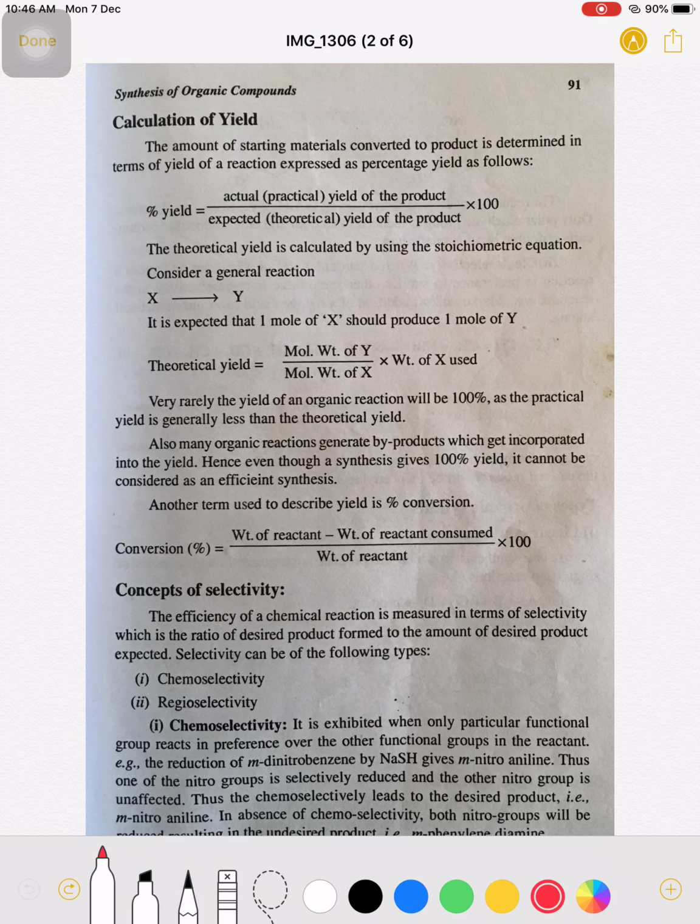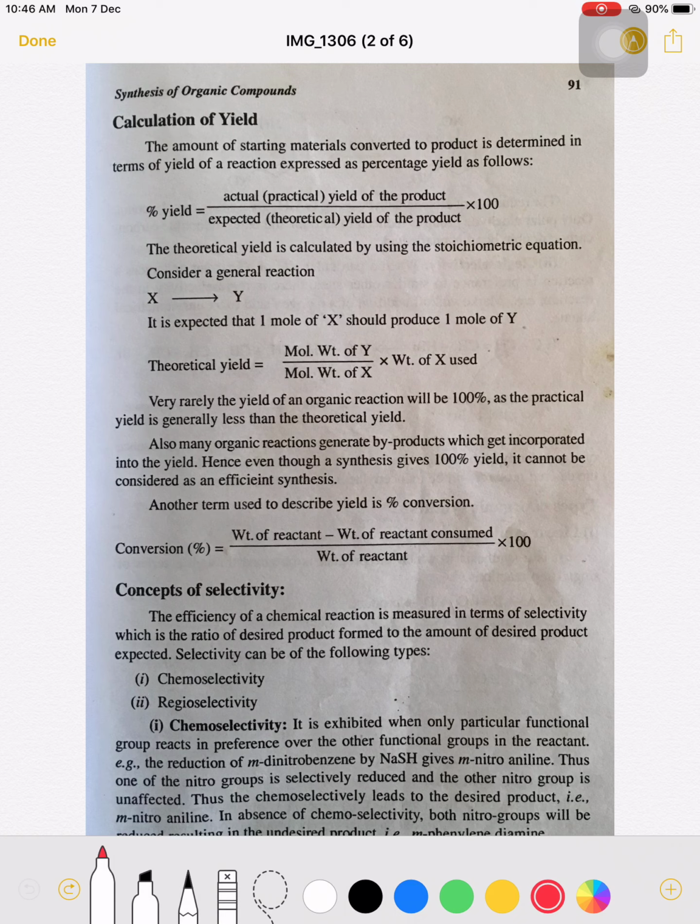So this is the equation: weight of product divided by molecular weight of reactant, into how much weight of X, that is reactant, is used. By use of these formulas we can easily calculate the percentage yield, theoretical yield, and conversion of these reactions. So the next point is the concept of selectivity.